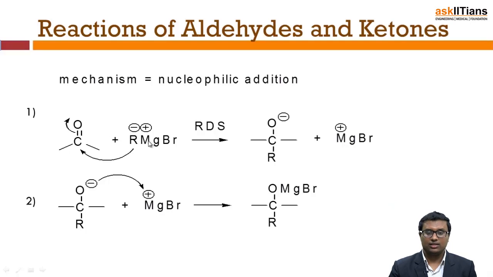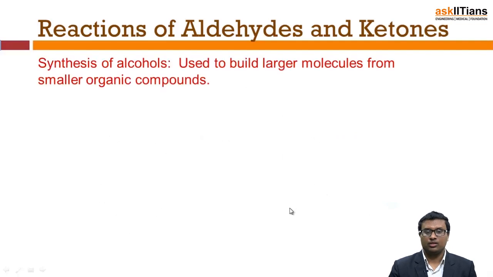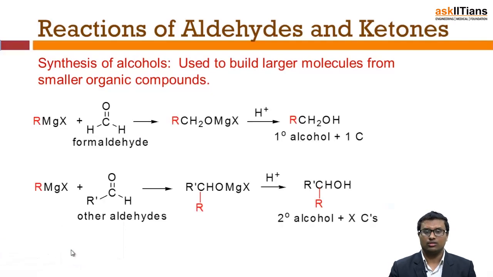So the mechanism is given here. This R minus, I already told you, attacks this carbon. Then you will be getting O minus, and MgBr will be added in the second step. Remember, this step is the rate determining step, or the slow step. So you will be getting OMgBr. So, synthesis of alcohols, right? Grignard reagent is used for the synthesis of alcohols, that too higher order alcohols.